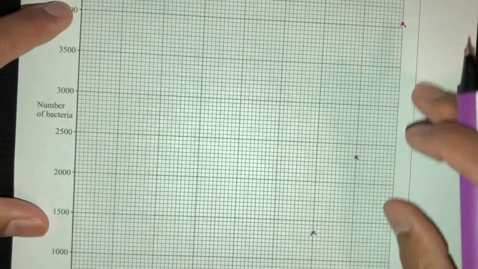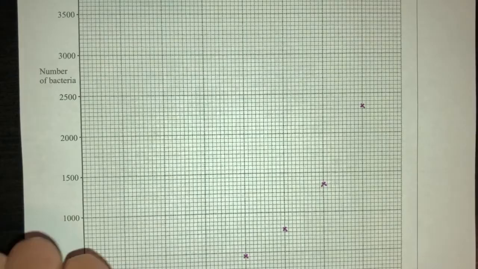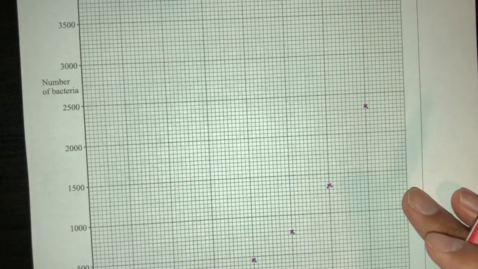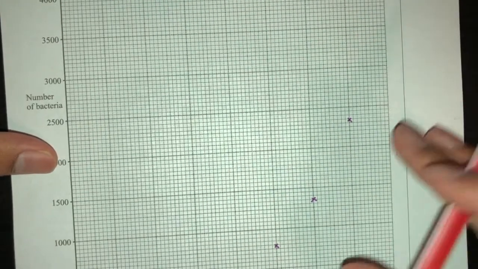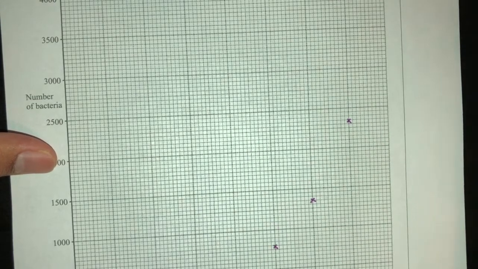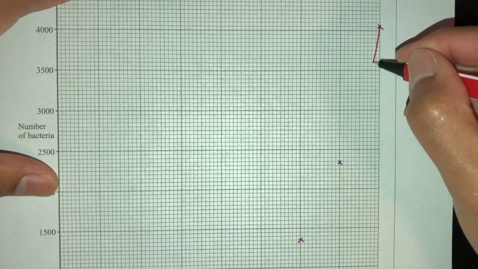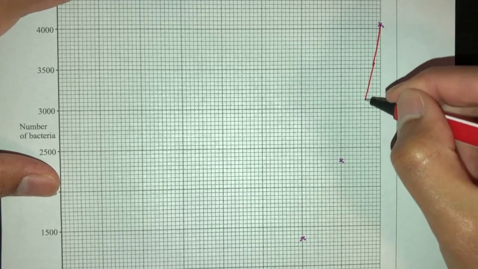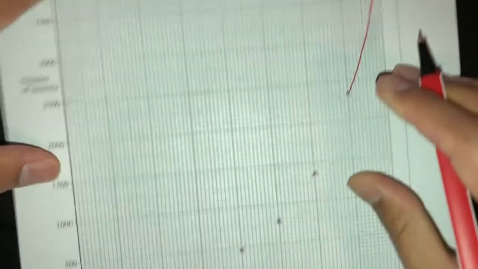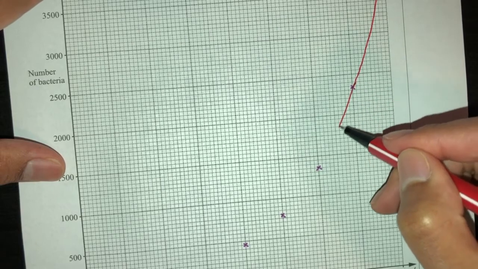We have to join this by using a smooth curve. It is very important you draw your curve correctly because your answer depends on your curve, okay? So make sure that it is as smooth as possible. I'm using a pen, so I'm not too sure what I can do, but I'll try my best to make it as smooth as possible.